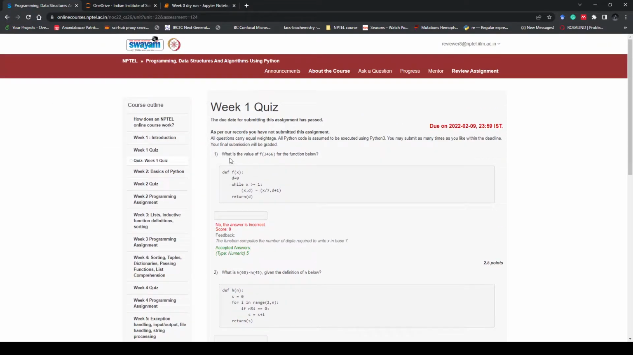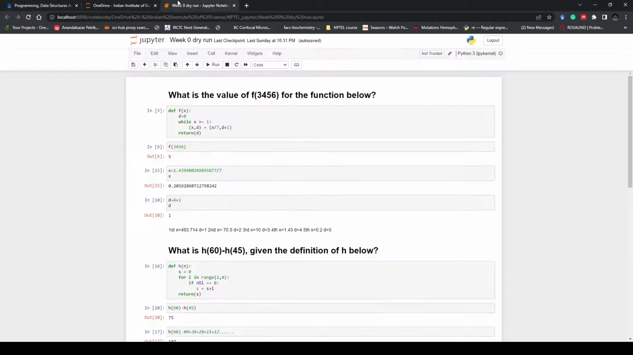The first question is, what is the value of f(3456) for the function below? There is a function, and I have copied it into my Jupyter notebook. By the way, I will be using mainly Jupyter notebook and Spyder during this quiz session and in upcoming live sessions also. You can use whatever Python interpreter you prefer or are comfortable with, but I'll use mainly Spyder and Jupyter notebook for this session. So this is the function that we are writing.